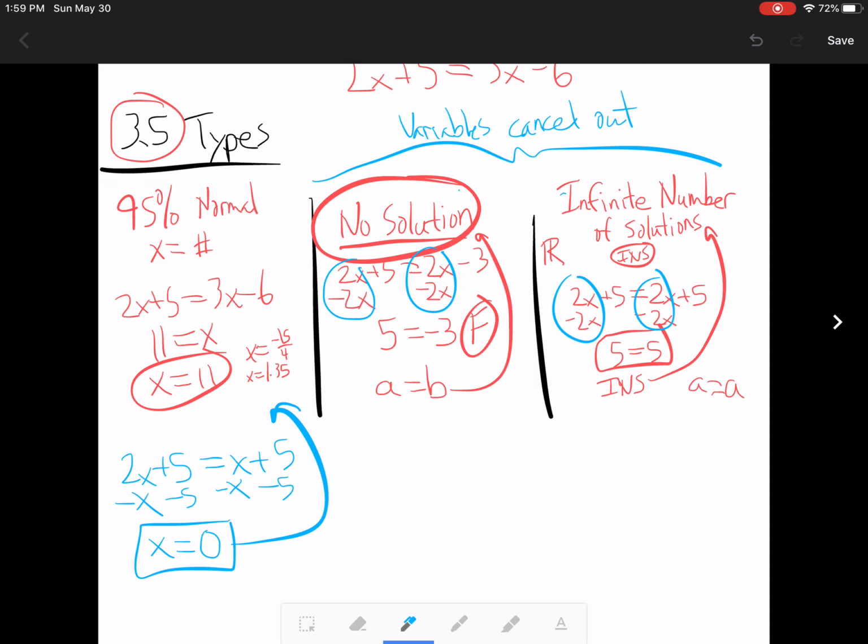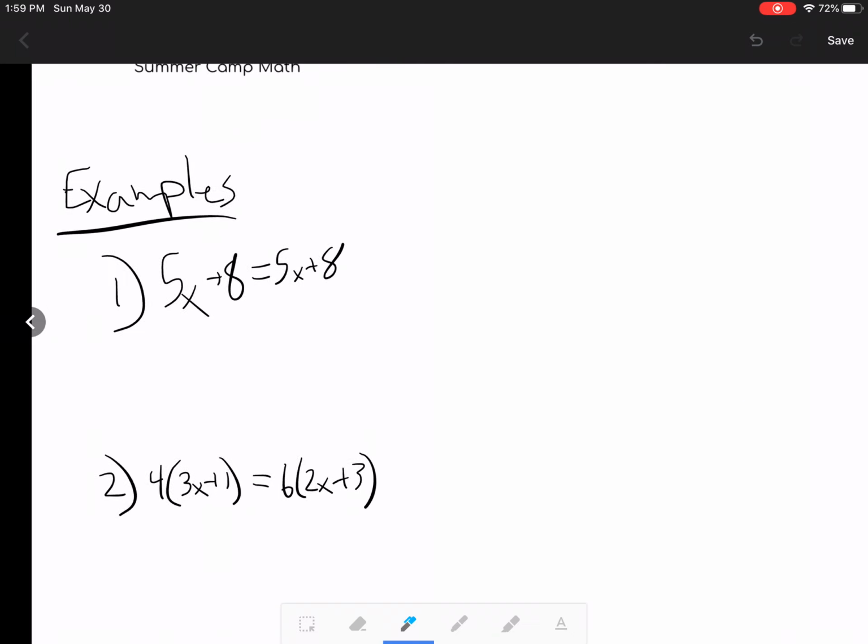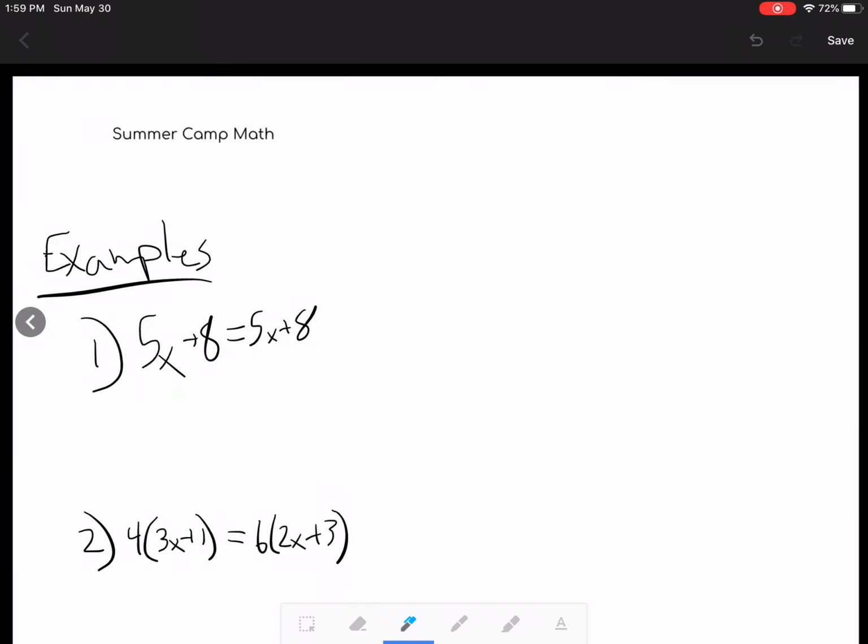a possibility. Now, you might be looking at this and be like, dude, this is obvious. Like 2x plus 5, 2x minus 3, I get it. But the thing is, it's not always going to be that clear. So let me show you some examples. And all we're trying to do here is determine if we have a normal solution, no solution, or an infinite number of solutions.